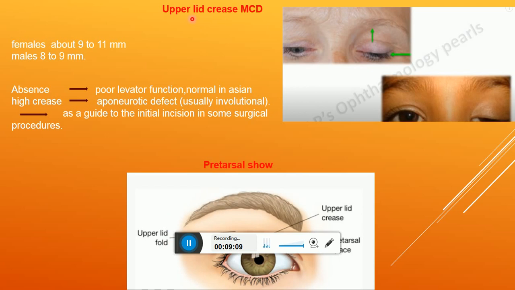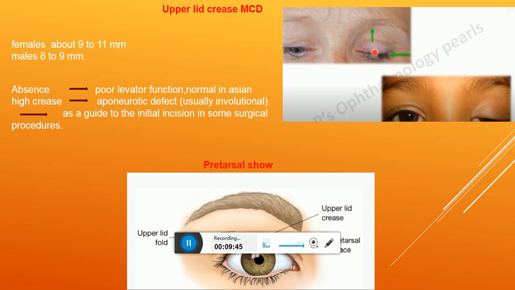Another important thing is the upper lid crease. It is taken as the vertical distance between the lid margin and the lid crease. Here you can see the lid margin and the lid crease in down gaze. The patient looks in down gaze, and we measure the distance between the lid margin and the lid crease. In females, it is about 10 mm. In males, it is about 8 mm. Absence of the crease with congenital ptosis is evidence of poor levator function.